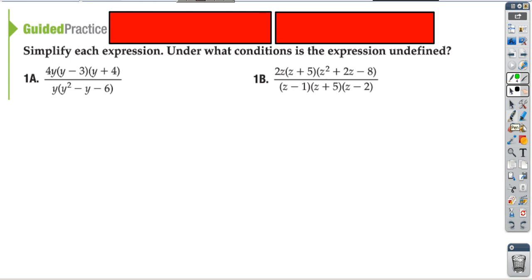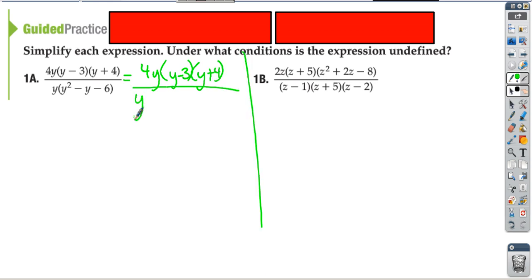Alright, let's do one more of these. We'll do the one on the, trying to see which one better. The one on the left, I should say, is a little bit better. So the top has already been factored for us, so we don't have to do anything with that. Okay, the bottom, though, can factor. What numbers multiply to negative 6, add to negative 1? And the answers would be negative 3 times positive 2. Negative 3 times positive 2 is negative 6, negative 3 plus 2 is negative 1. Okay, so this is simplified.